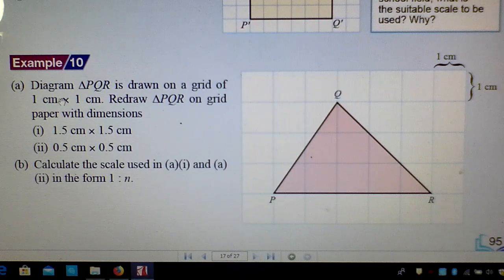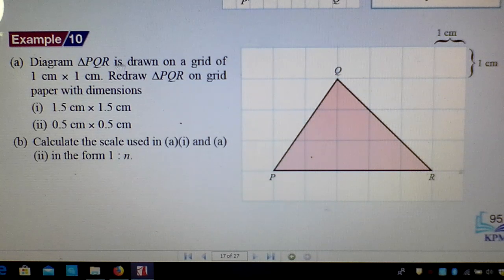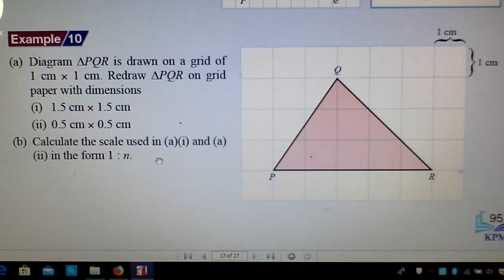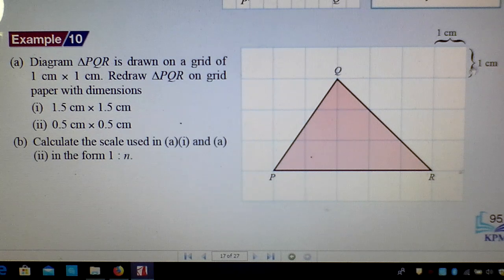Example 10. Diagram of triangle PQR drawn on a grid of 1 cm times 1 cm. Redraw triangle PQR on grid paper of dimension 1.5 cm times 1.5 cm and 0.5 cm times 0.5 cm. Calculate the scale used in A1 and A2 in the form of 1 to n. Okay, now you want to change the dimension. Here is 1 by 1. You want to change to 1.5 times 1.5, and another one 0.5 times 0.5. So we want to draw the diagram.